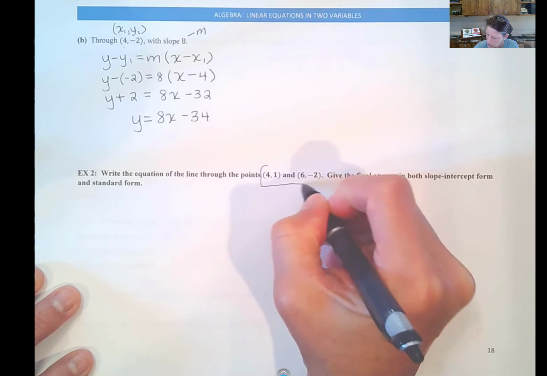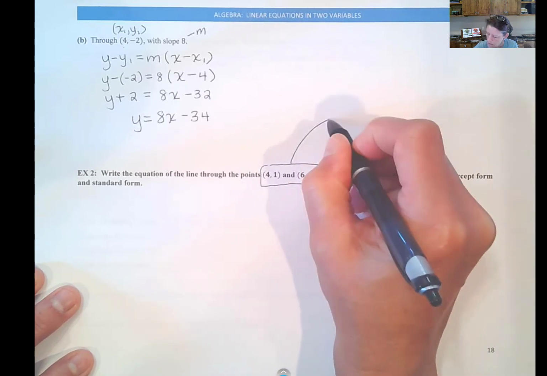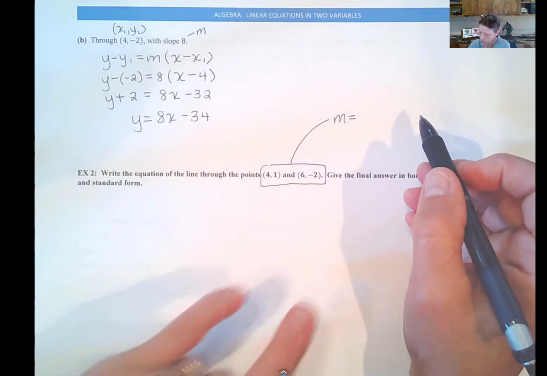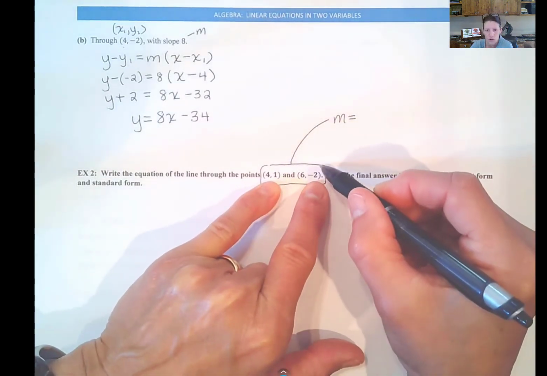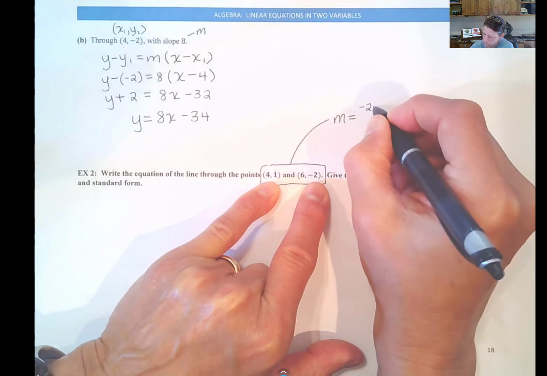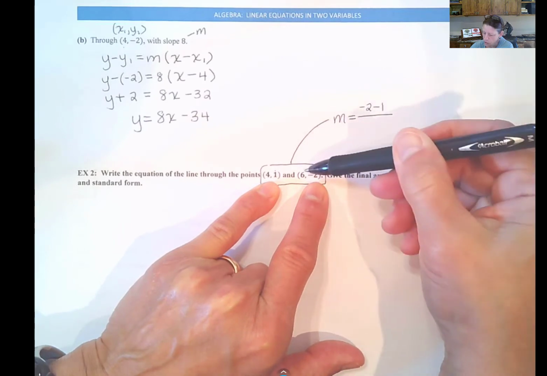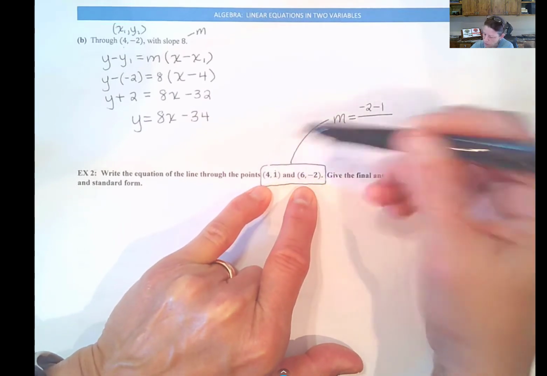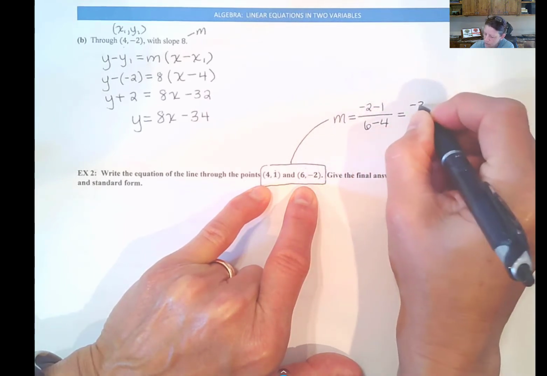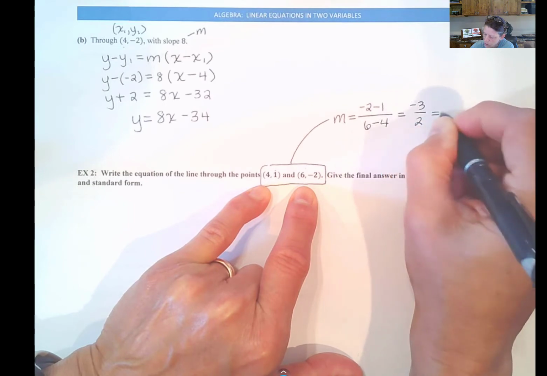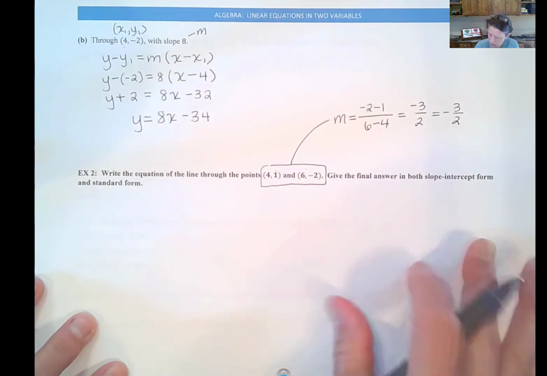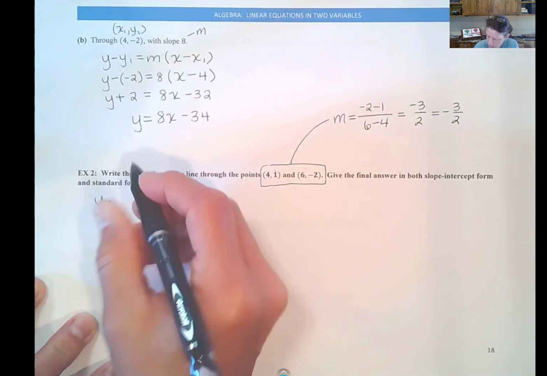So using our 2 points, slope is change in y over change in x. So let's subtract the y values, choose an order, okay? I'm going to choose the order negative 2 minus 1. Now use the same order with your x's, so 6 minus 4. That gives negative 3 over 2, which is just negative 3 halves. Okay, so our slope is negative 3 halves. Now we're going to use our point-slope formula.